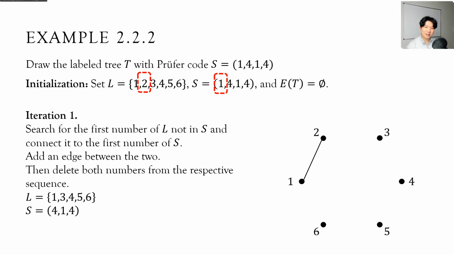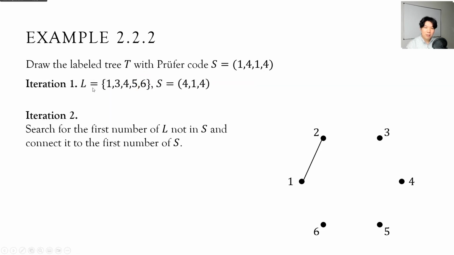Now we can go ahead and continue with iteration 2. So here I just have what we got from our first iteration, our new set L and sequence S. And I pretty much rinse and repeat over and over again. Again, I'm going to look at L and what's the first number that's not in S. If we compare the two, we can see our first number of L that is not in S is 3.